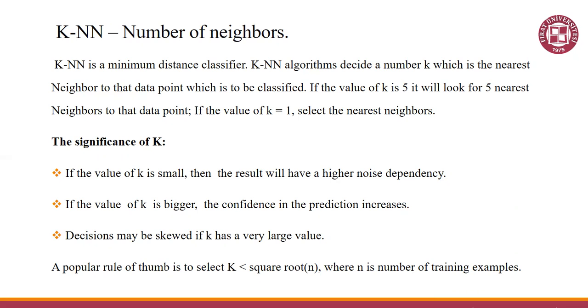The significance of k. If the value of k is small, then the result will have a higher noise dependency. If the value of k is bigger, the confidence in the prediction increases. But decisions can be skewed if k has a very large value. A popular rule of thumb is to select k to be less than the square root of n, where n is the number of training examples.